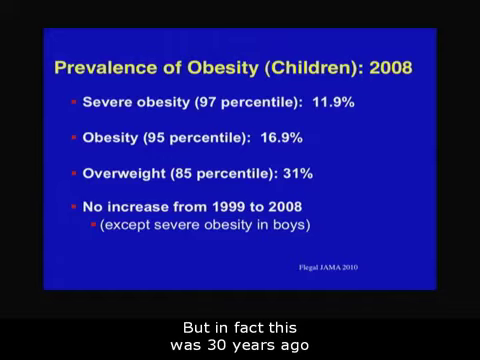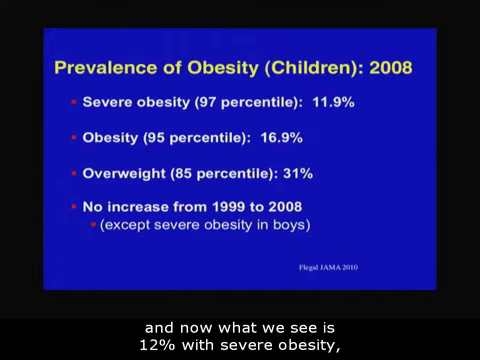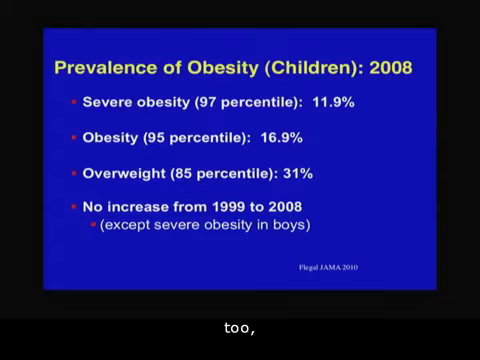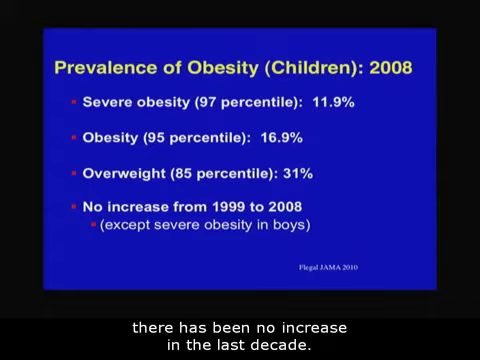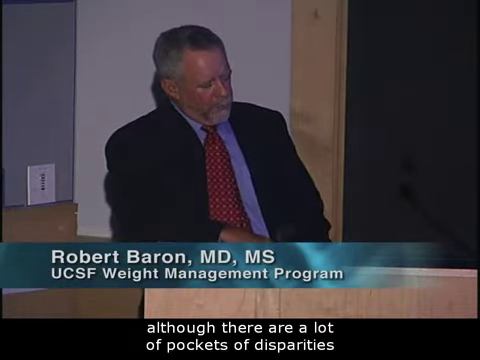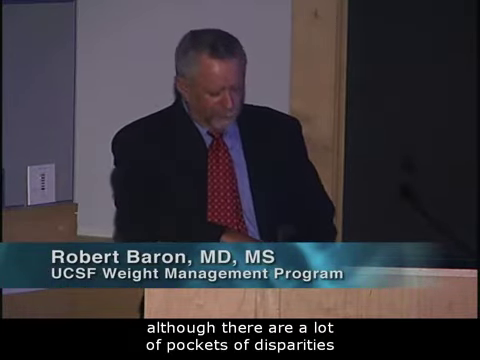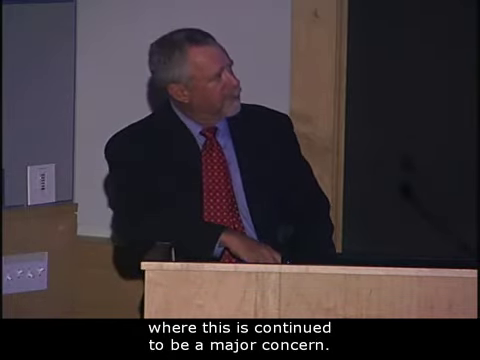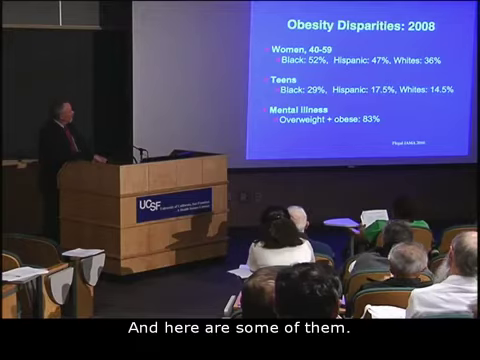But in fact, this was 30 years ago, and now what we see is 12% with severe obesity, 16% with what we call obesity, and a third who are overweight. Now here too, though, there's been no increase in the last decade. So we're beginning to see some stabilization, although there are lots of pockets of disparities where this has continued to be of major concern. And here are some of them.